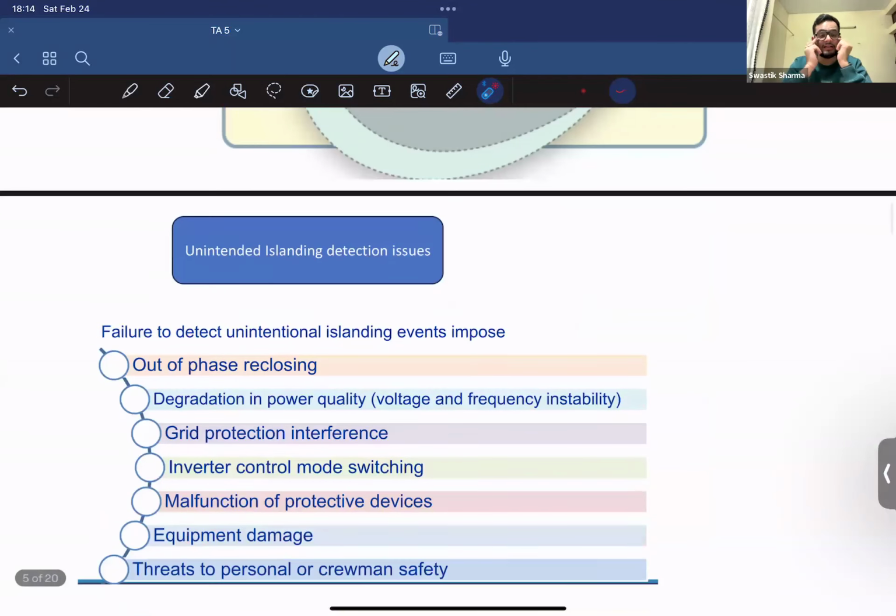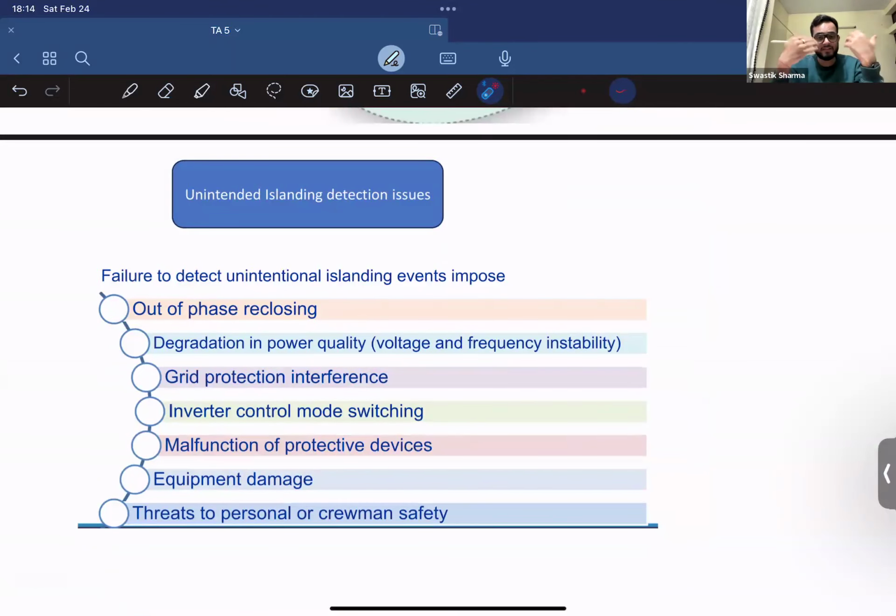But this unintended islanding, let's say a trip has occurred and you don't know of it, can cause serious repercussions to the system. Now, what are the serious repercussions? First of all, one is out of phase reclosing.